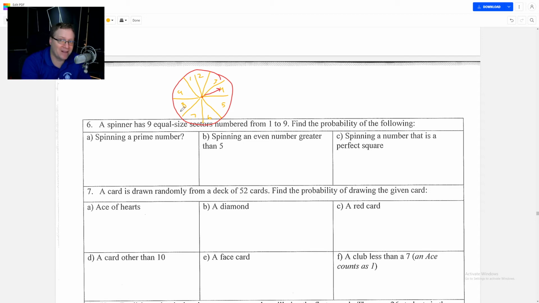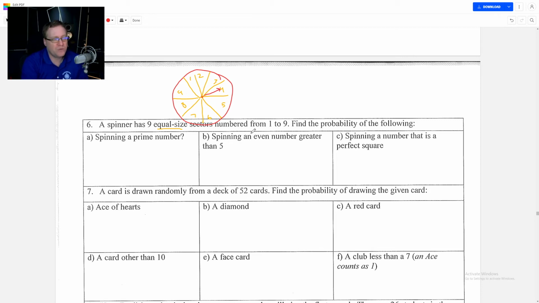And I drew it badly. Don't worry about my drawing. It's saying that all of these are equal size. So this size and this size and this size, they're all the same size, all right? They're not the same size in my bad drawing, so ignore that. But in the problem, they are all the same size, okay? So, and we're going to spin the spinner, all right? And because these are all the same size, we can assume that they have an equal probability of happening. The chance of getting 1 is the same chance as getting 6.